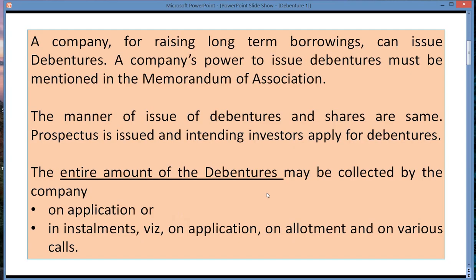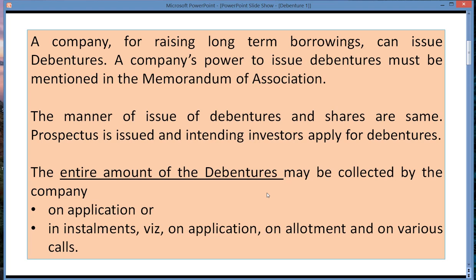So just at the initial stage, for raising long-term borrowing you can issue debentures. Now this power to issue debentures must be mentioned in the memorandum of association. One thing, children, you don't have to worry about in this chapter is that the way of issuing debentures and the way of issuing shares are the same.